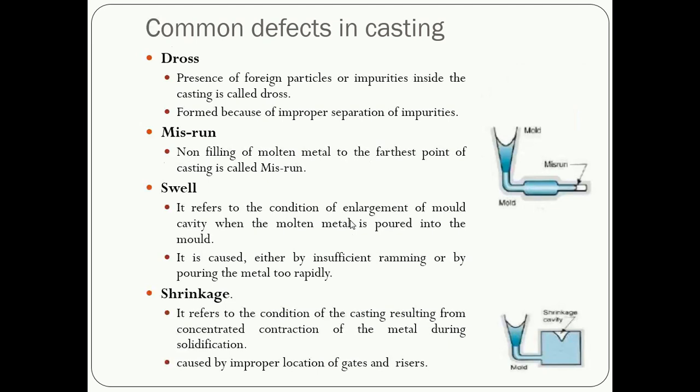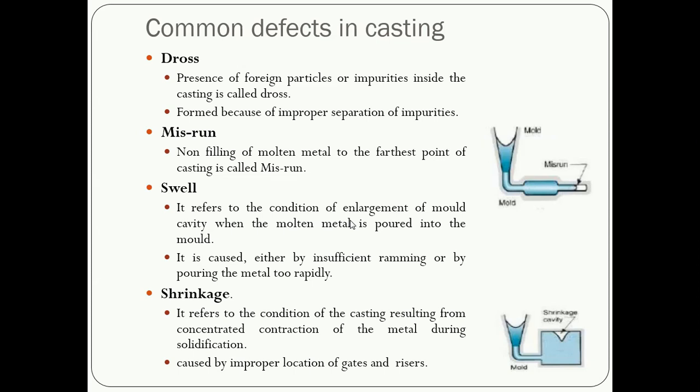Next is dross. Presence of foreign particles or impurities inside the casting is called a dross, formed because of improper separation of the impurities. We have seen in case of cupola furnace we are pouring the charge, and that charge consists of coke, flux and metal. After burning, that flux is converted into slag, and it floats on the surface of molten metal because slag has a lower density. So presence of slag inside the casting is called a dross, or any kind of foreign impurities, which is not part of the molding process.